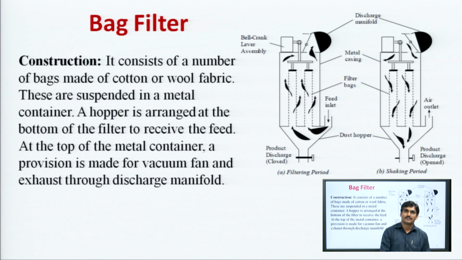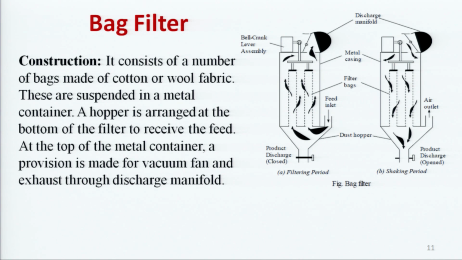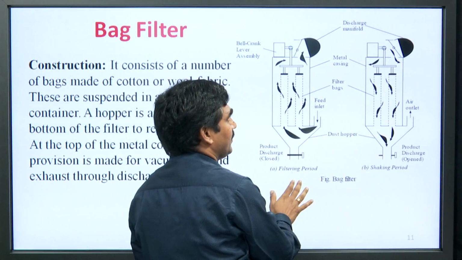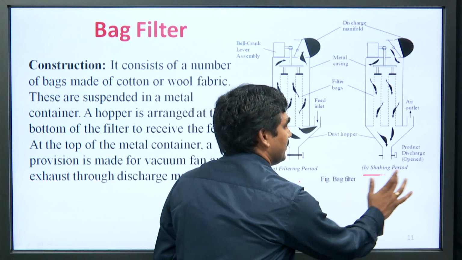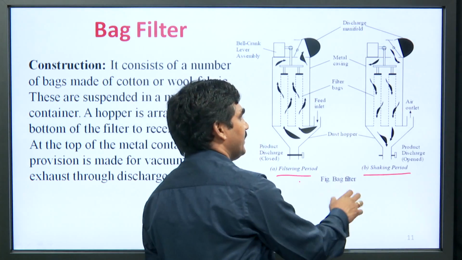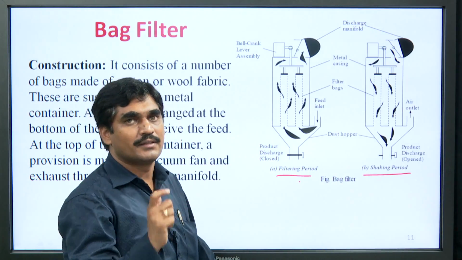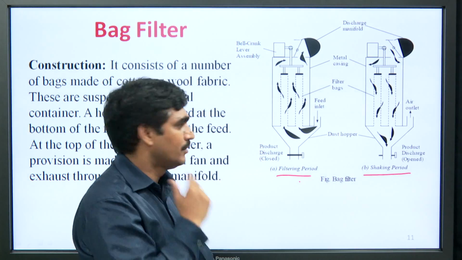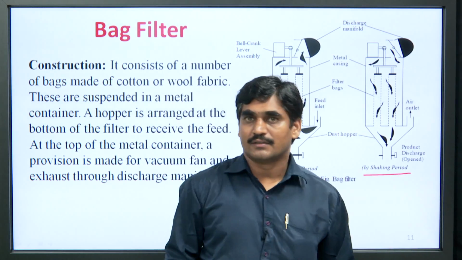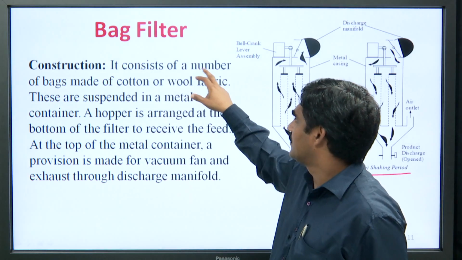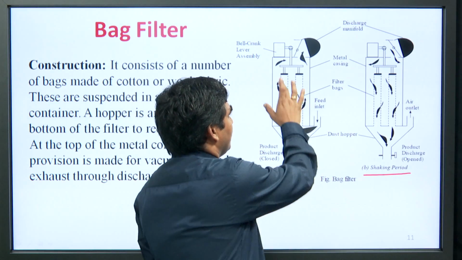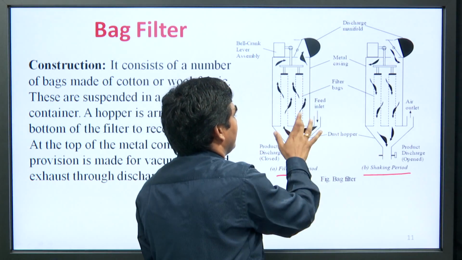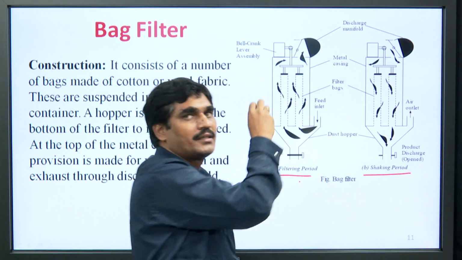So, this is a typical diagram of a bag filter. As you see in the diagram, the first step is the filtering period and the second step is the shaking period. So, these are the two steps in which this bag filter works. What are the things available? It consists of a number of bags. As you see in the diagram, this is a bag, this is another bag. So, two bags are attached in this diagram.